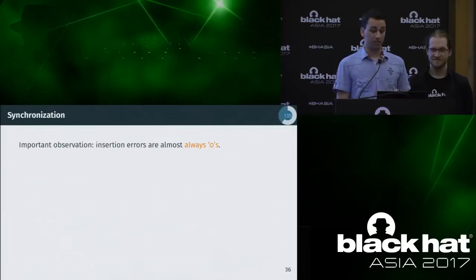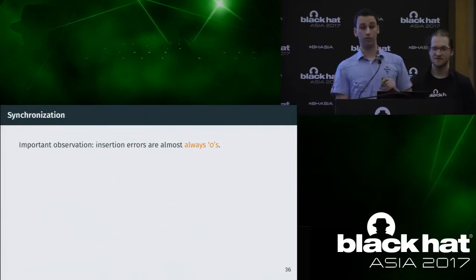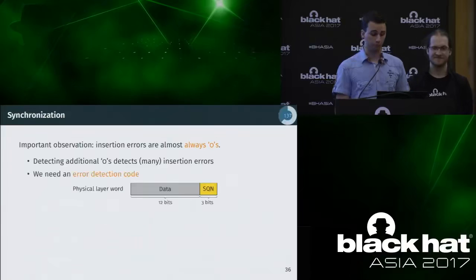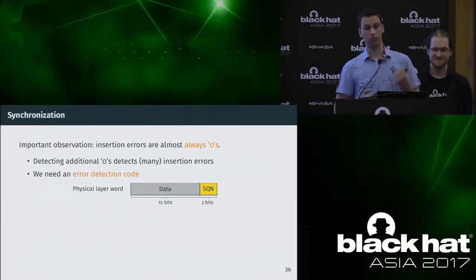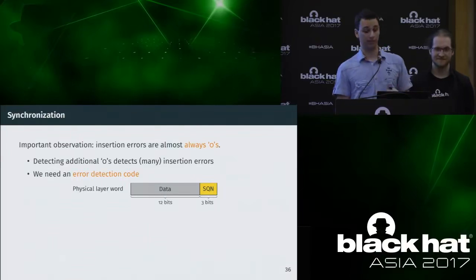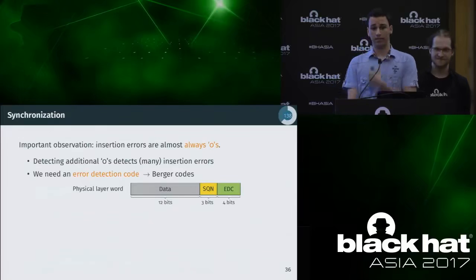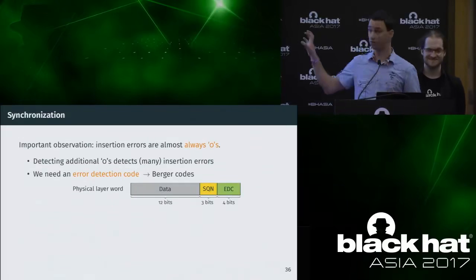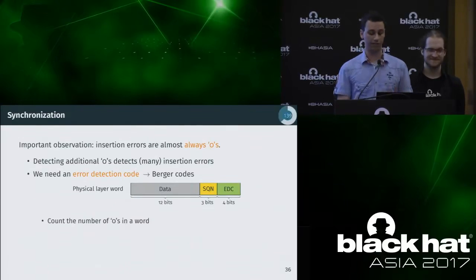And the important observation here, if we think back, is that the insertion errors are almost always 0. So we just insert zeros here. And if we are able to detect those additional zeros that do not belong there, we can detect many or even most of the insertion errors. So what we did, we used an error detection code. That's just a code that detects errors. It cannot correct anything, but detects the error. In our case, we used the Berger codes. It's a really simple error detection code, and we added it to the end of the packet, 4 bits for error detection.